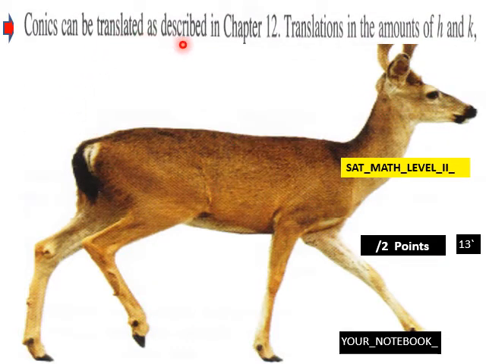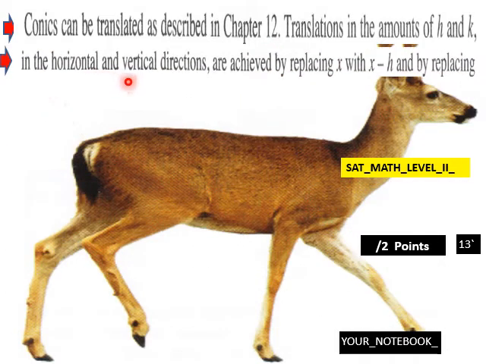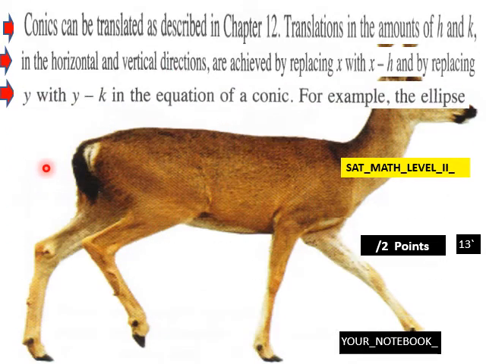Conics can be translated as described in chapter 12. Translations in the amounts of h and k in the horizontal and vertical directions are achieved by replacing x with x minus h, and by replacing y with y minus k in the equation of a conic.